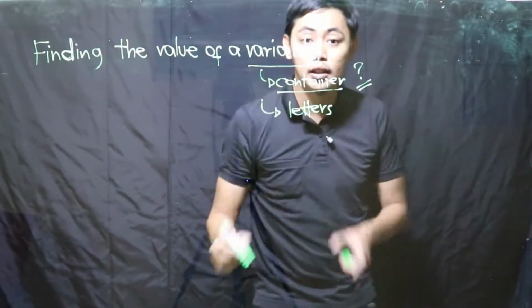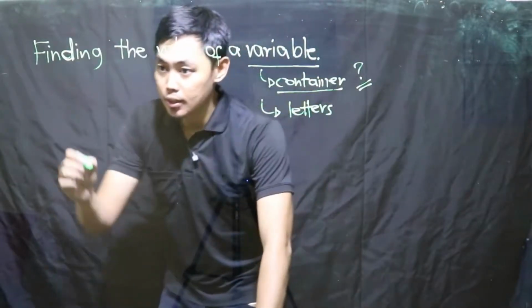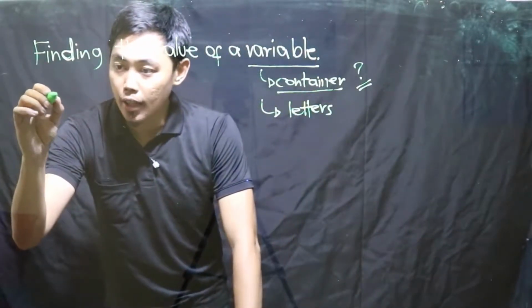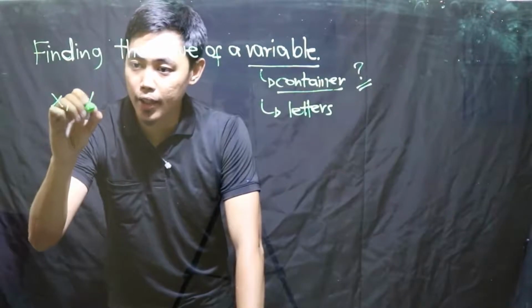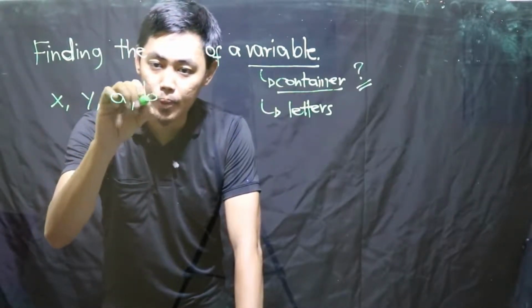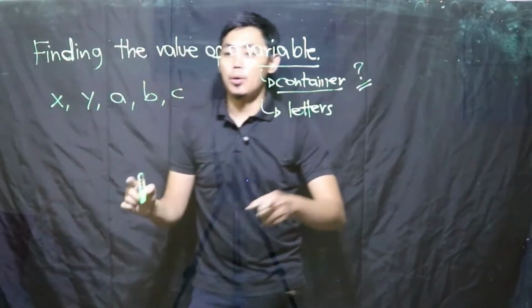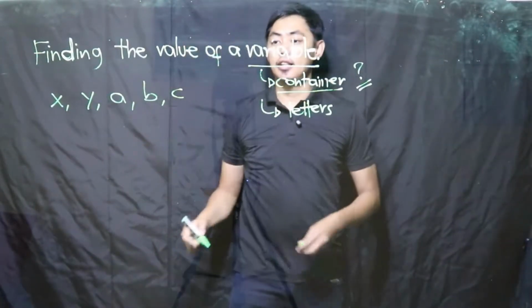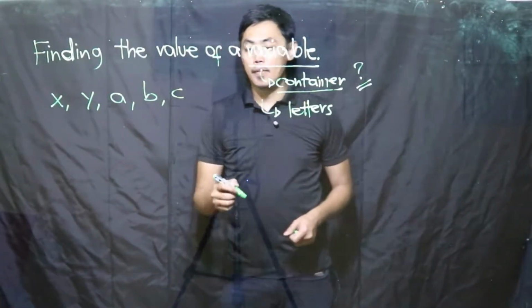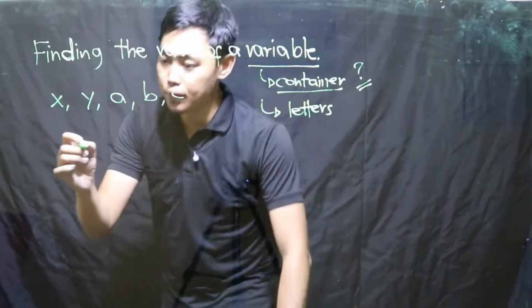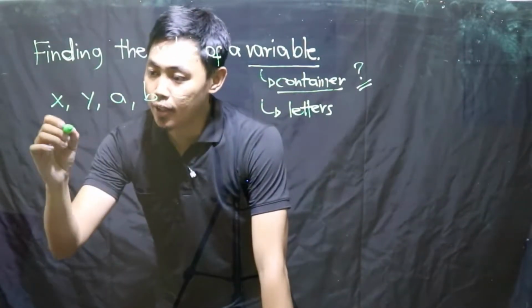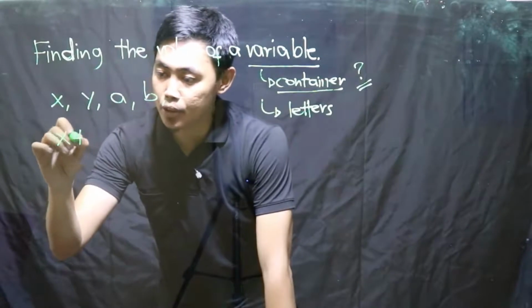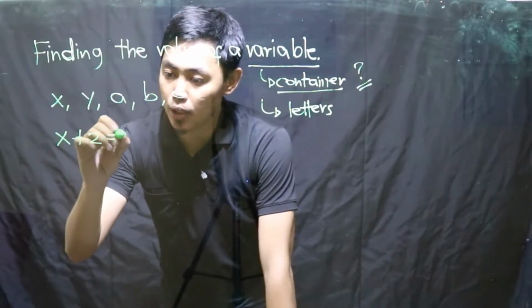Usually letters. For example, X, Y, A, B, and C. These letters are variables. So if I say X plus 2 is equal to 5.